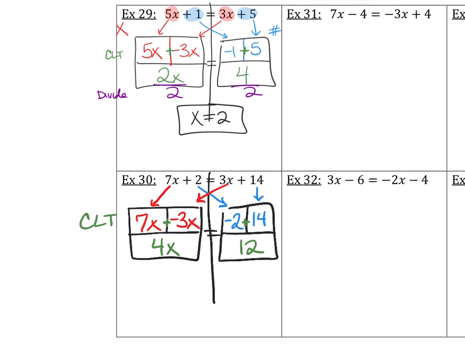Right now, my equation says 4x equal to 12. So 4x means 4 times x. What's the inverse of multiplication? Division. Divide by 4, divide by 4. This is going to be x equal to 3.